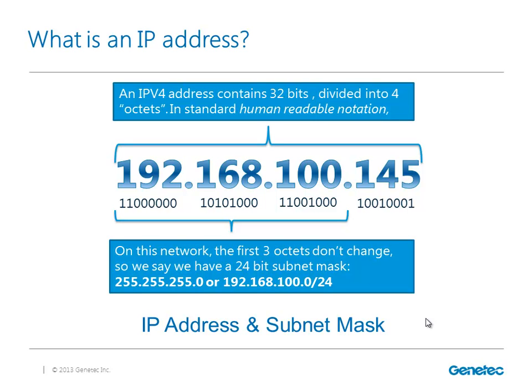This can be expressed as 255.255.255.0 or 192.168.100.0/24. Every device with a network card, like a server, a workstation, an IP camera, an IP door controller, must have a valid IP address assigned to its network interface.